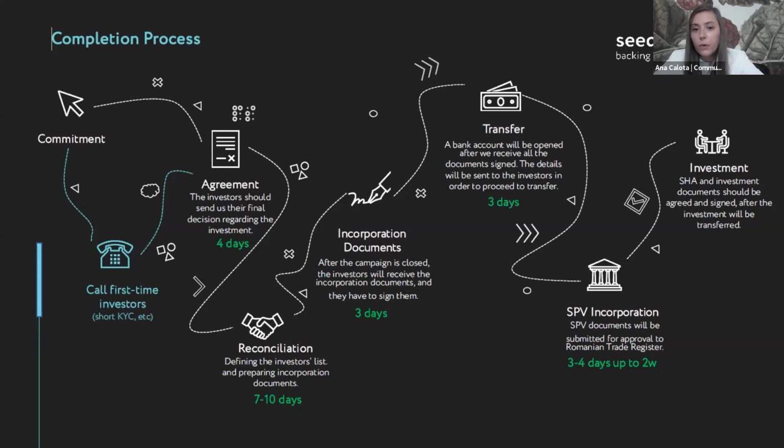If they want to withdraw, they have to let us know. If they want to go further, they have to sign the agreement. When we have the final list of the confirmed investors and the final amount to be invested, then we'll start the incorporation of the SPV.